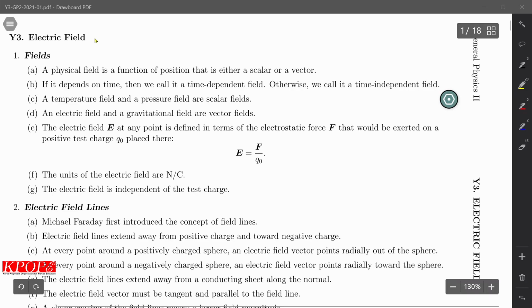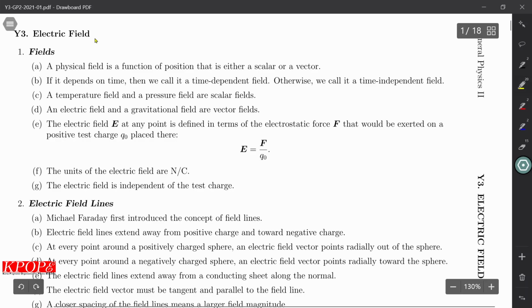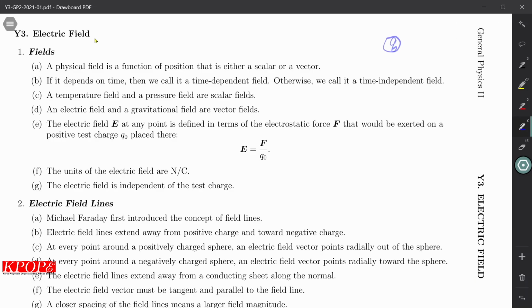Today we study electric field and electric charge. Electric charge Q emits electric field. If it is positive, it emits electric field, and this is a positive.